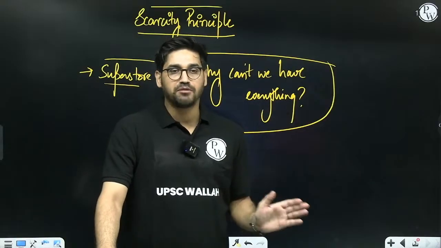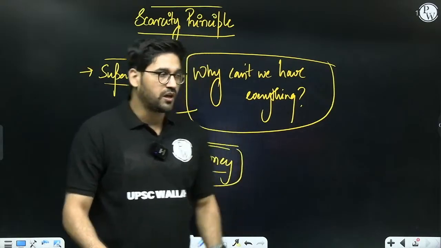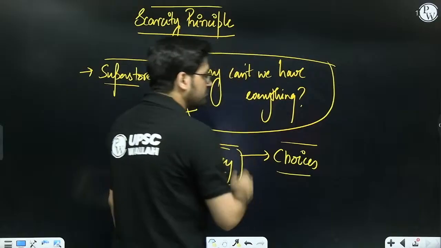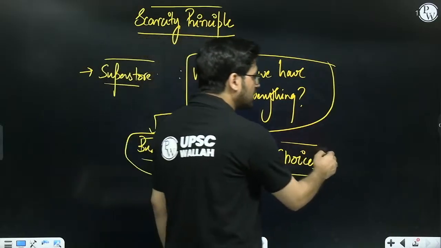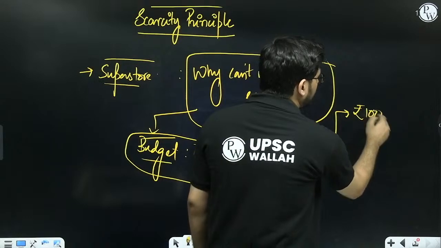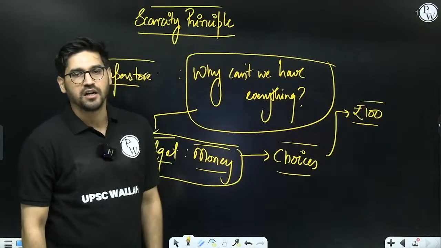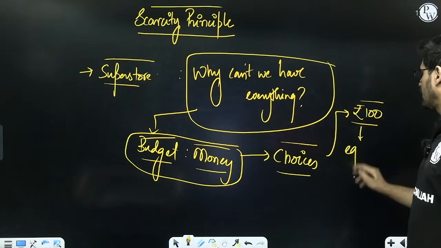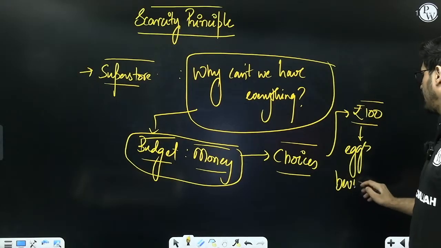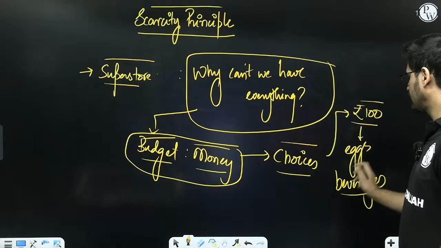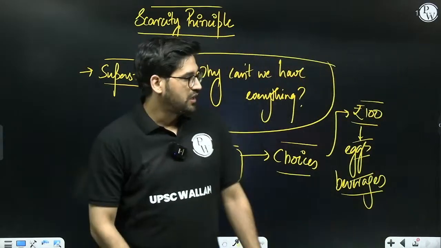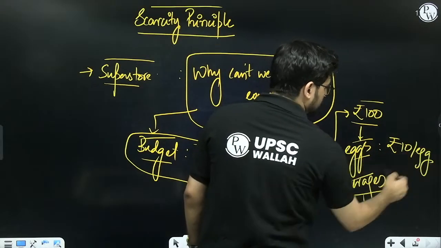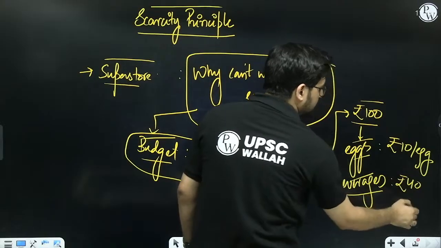Because we do not have the money to buy everything, we are forced to make choices. For example, if I am going to a store with rupees 100, if I am only carrying rupees 100 to the store and I want to buy eggs and beverages. Eggs are priced at, let's say, rupees 10 per egg, while beverages are priced at rupees 40 per unit.